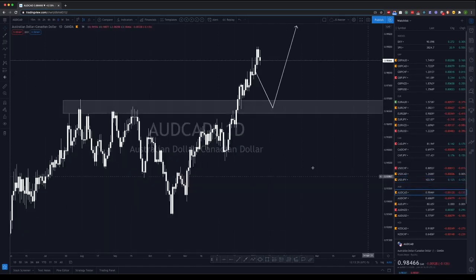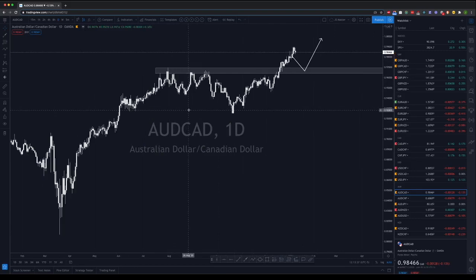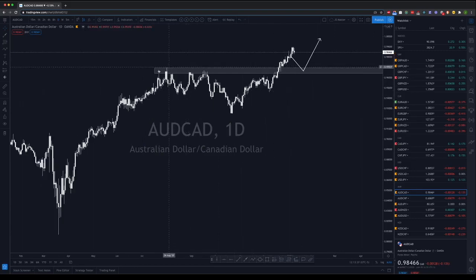AUDCAD, this analysis is still the same as of last week. We had that break of this significant daily level. Price continued to move higher this week, but for me to find a clear entry on this pair, I'd like to see it pull back into the level and then look for further long positions, right? So I'll just keep that on the list.